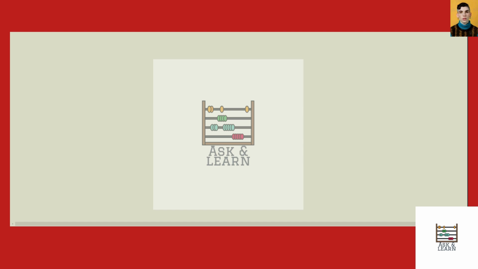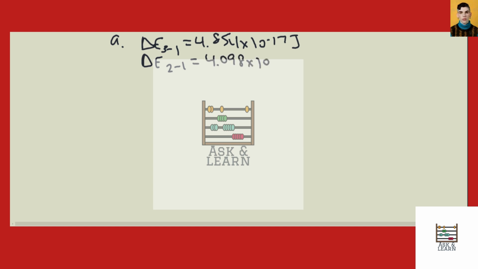Okay, so for part A, we want the transition from 3 to 2. So we know the change in energy from 3 to 1 is 4.854 times 10 to the minus 17 joules. And we know the change in energy from 2 to 1 is 4.098 times 10 to the minus 17 joules.